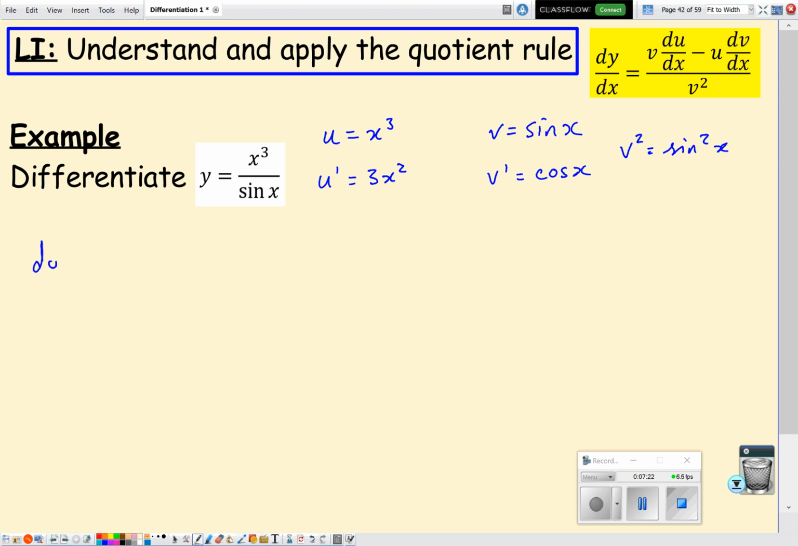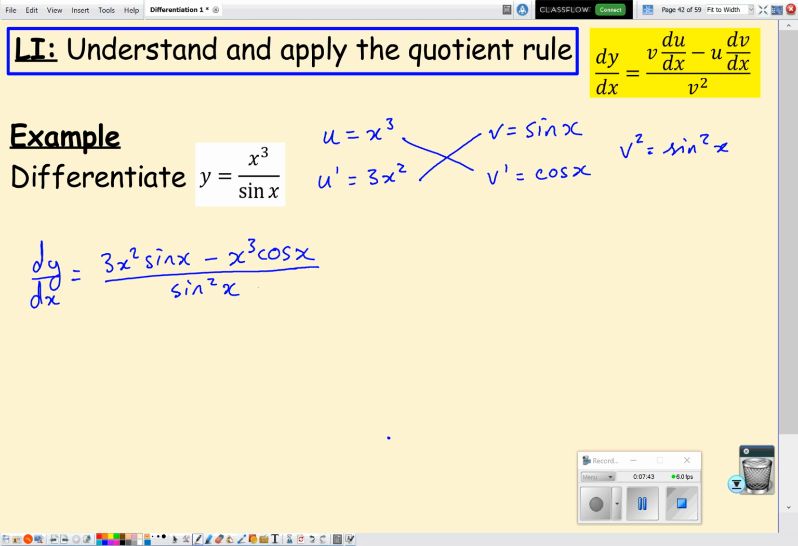Put it all together and get the derivative. dy by dx is vu dashed, so that's 3x squared sine x, take away uv dashed, x cubed cos x, all over sine squared x.